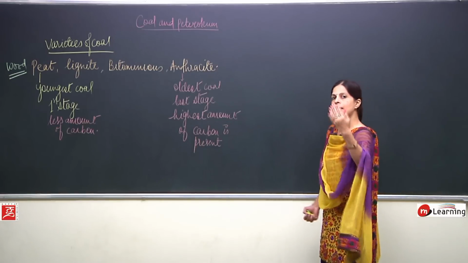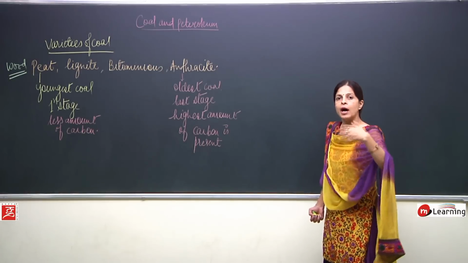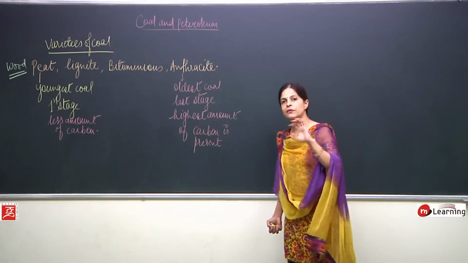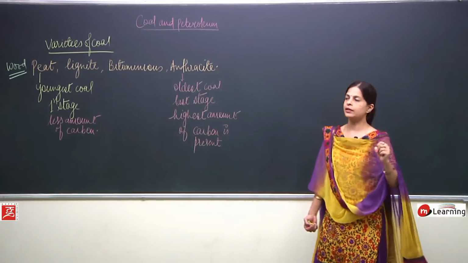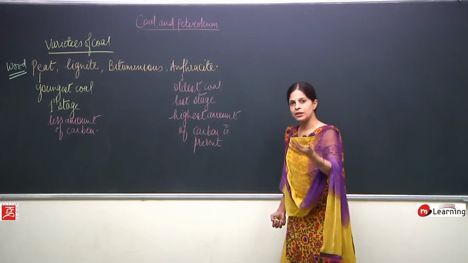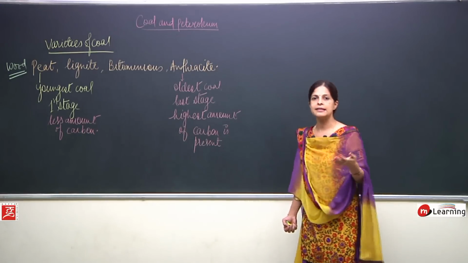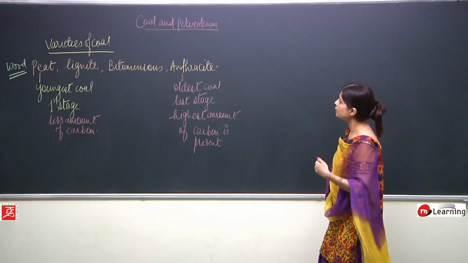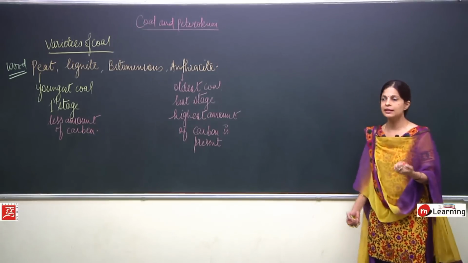First is what? Peat. How is peat going to form? Obviously from wood. Wood gets converted into peat. Peat gets converted into lignite. Lignite gets converted into bituminous, and bituminous gets converted into anthracite.